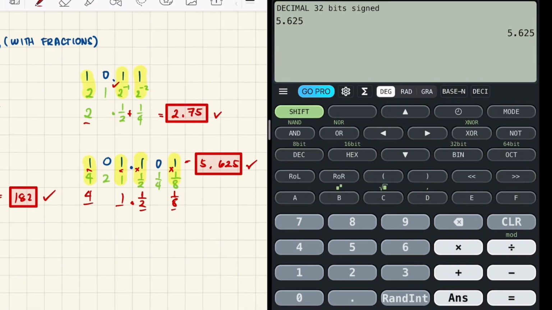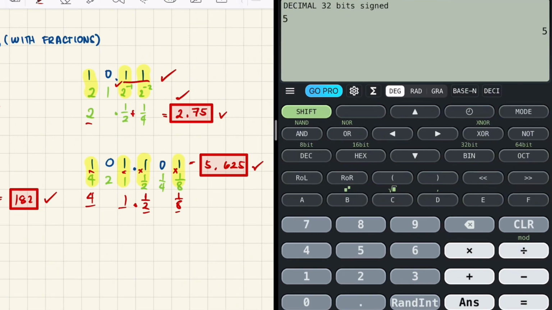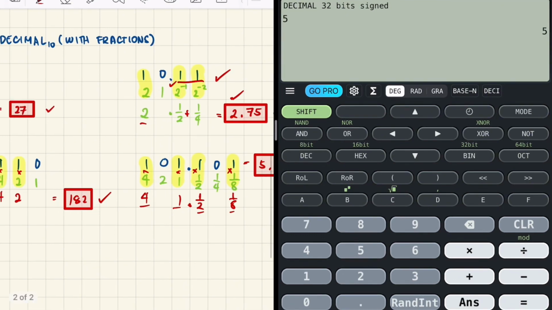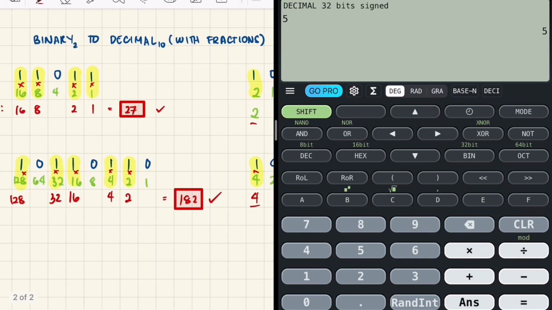So for example, if your calculator does not recognize the decimal numbers, you can just simply enter the whole number. So for this number here, 10, that's 2, this is correct, and just manually convert the decimal points into a decimal number. Okay, so that is how you convert binary numbers to decimal numbers.